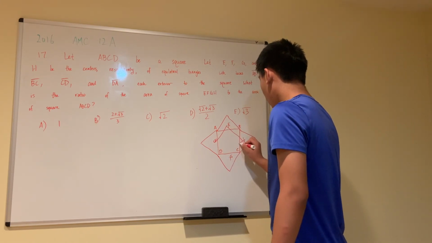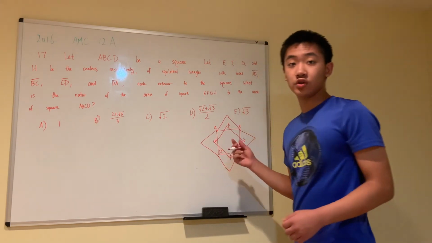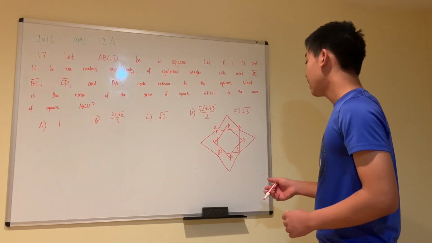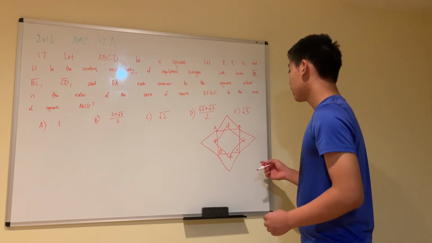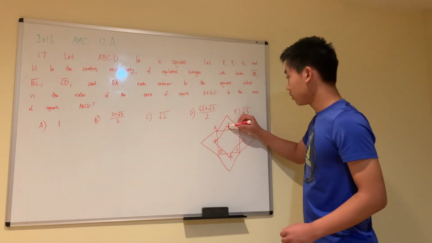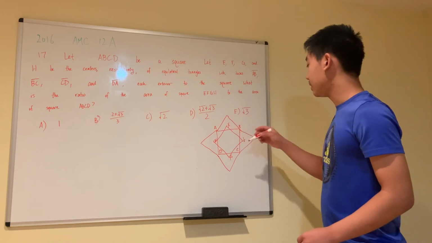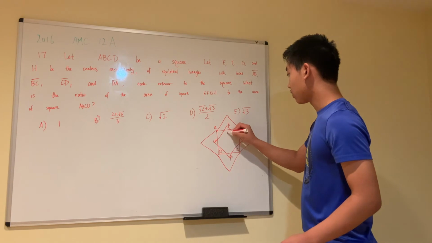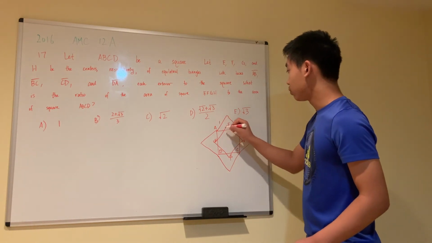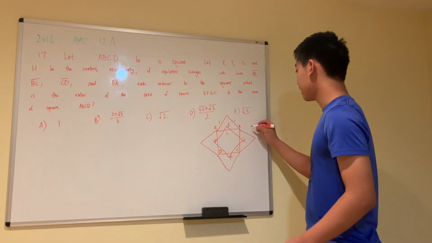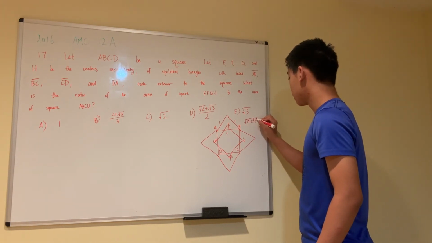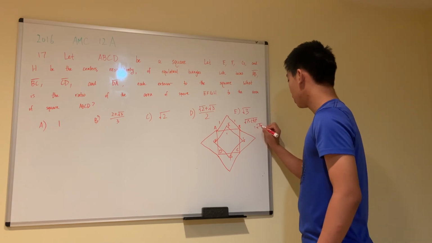So when they say the center of a triangle, they're talking about the centroid, right? Which is the intersection of the medians. And one property of the centroid is that the distance between the centroid and the base is going to be equal to 1/3 of the triangle's altitude. And since this triangle has side length 1, it's really easy to find the altitude using the Pythagorean theorem. And so the altitude is going to be the square root of 1 squared minus 1/2 squared, which is going to be the square root of 3/4, which is going to be √3/2.